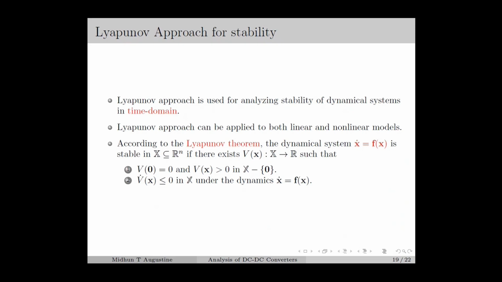By modifying the upper bound for V dot of x in a stronger or less strong way, we can have different notions of stability, which will be discussed next.